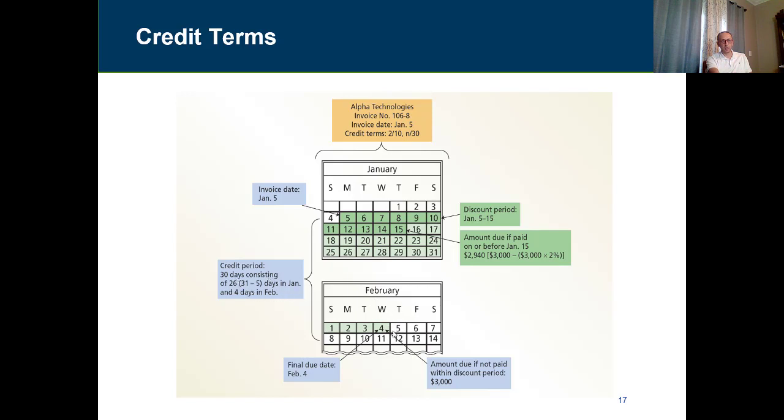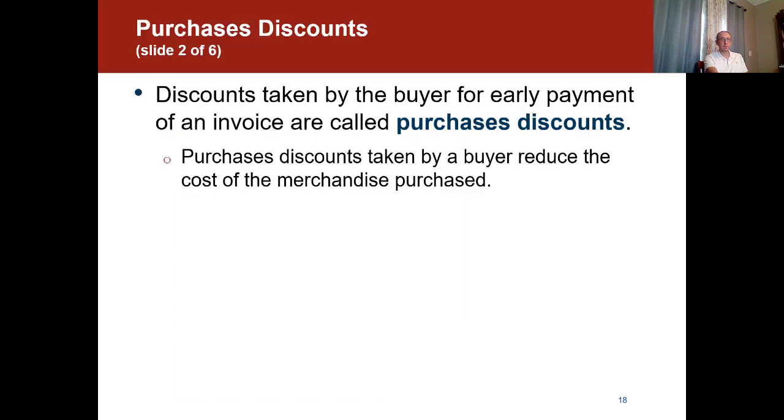The credit period is 30 days, and it says here 30 days consisting of 26 days from the 5th day in January and 4 days in February. But if you paid on any of those light green days, you'll have to pay the full amount. So you might think, oh, the discount is only $60. Is it really worth paying 20 days sooner to save $60? And the answer is yes. $60 for 20 days, compared to the $3,000, is relatively a large percentage.